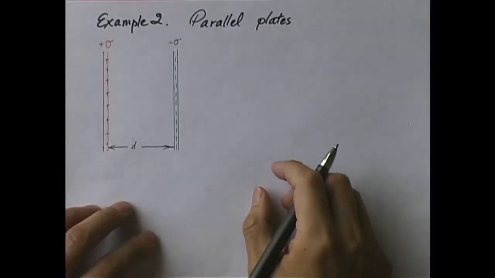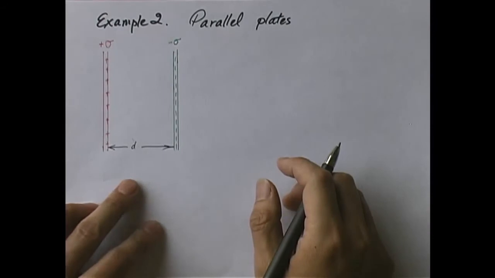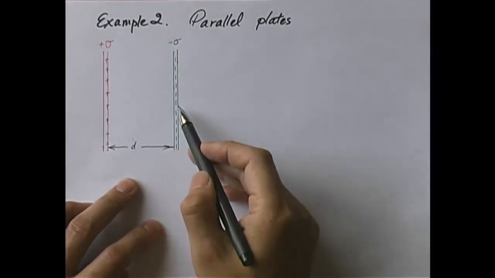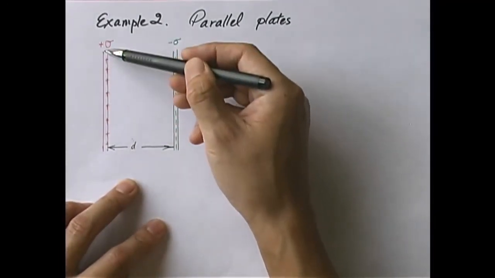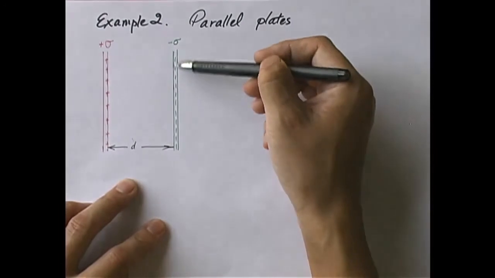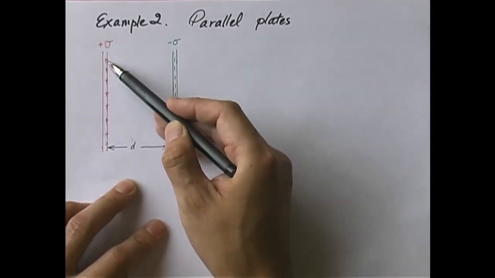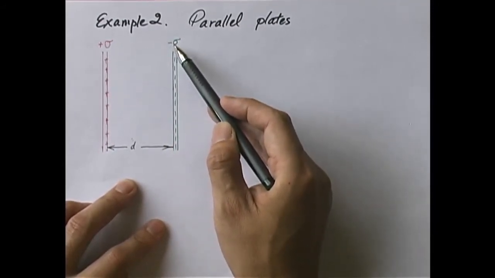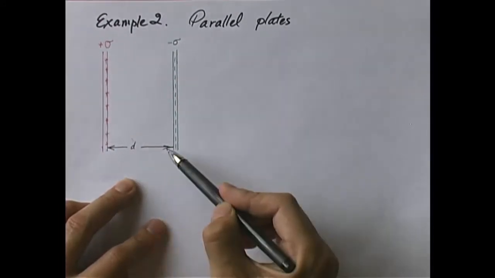Okay, our next example, example 2, is quite simple, but is widely used in actual devices. What we have here is what's called a parallel plates setup. In other words, we have a piece of flat conductor, another piece of flat conductor. This one is charged to a surface charge density of positive sigma, and that one is charged to the opposite surface density of negative sigma, right? And they're separated by distance d.